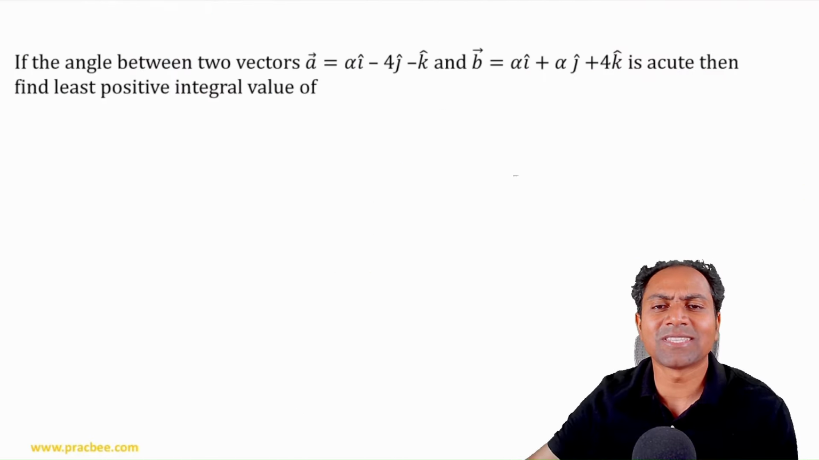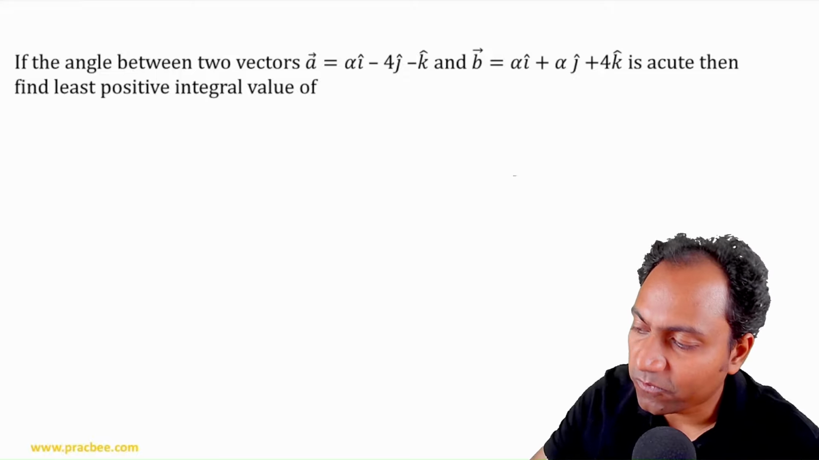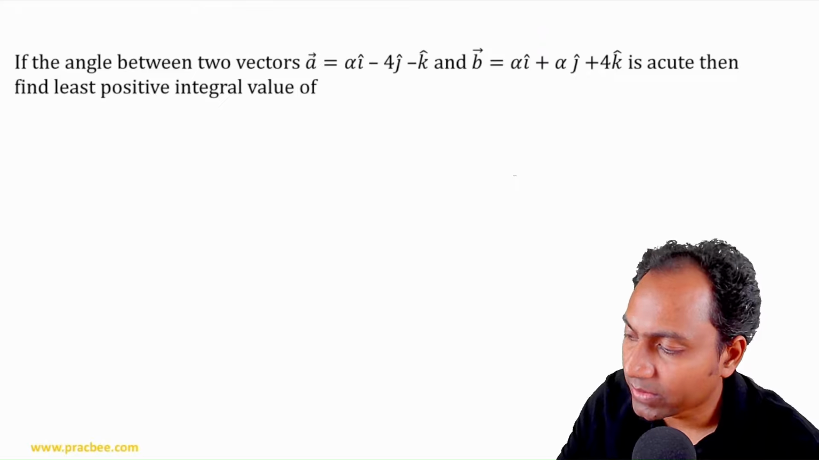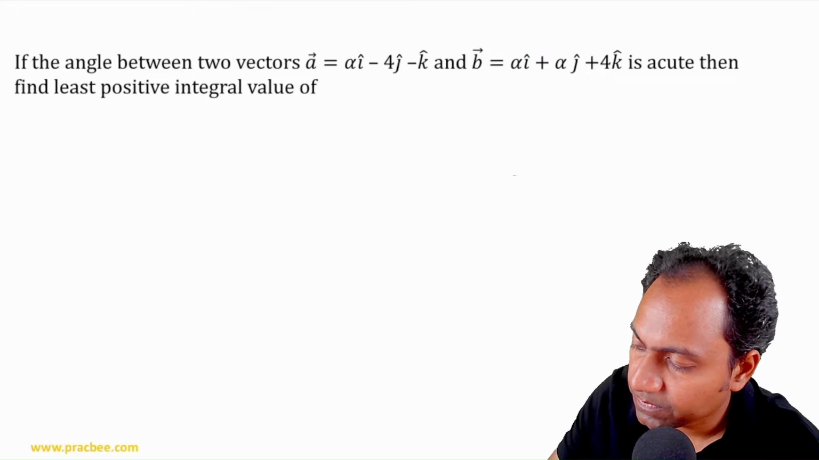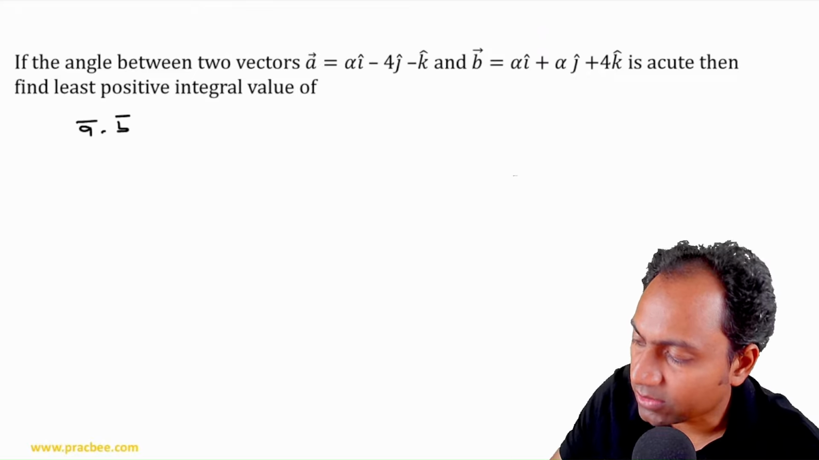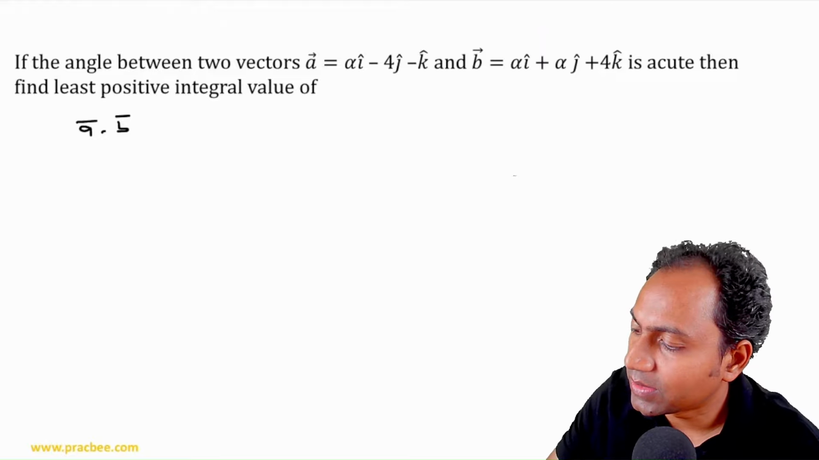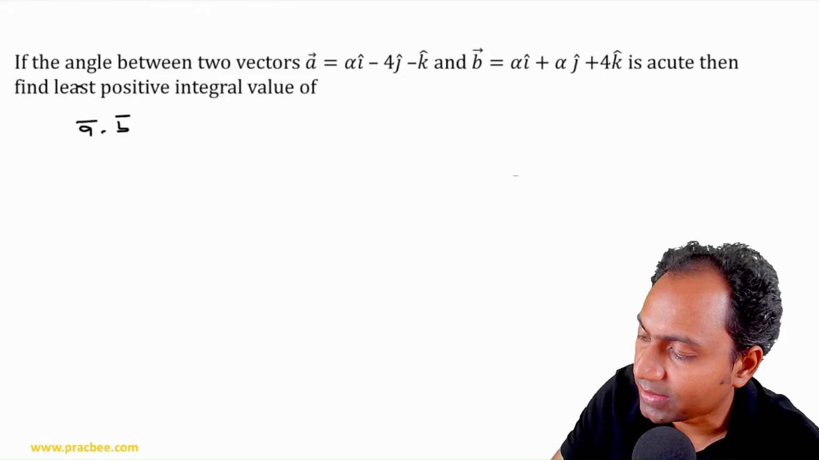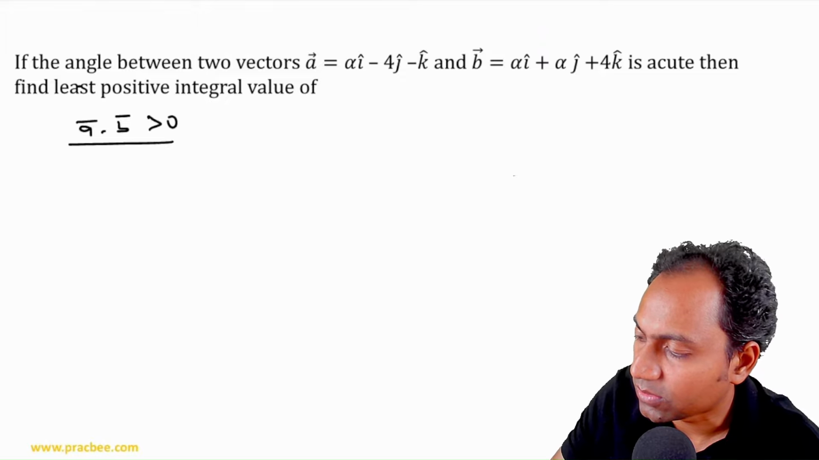Now this next question is an extremely simple question, and one should figure out such questions in the paper, and this will give you an edge in what you are trying to do. So if I look into this question, what we have got is A vector dot B vector is given. What they are saying is the angle between these two vectors is acute. That means this should come out to be greater than 0.